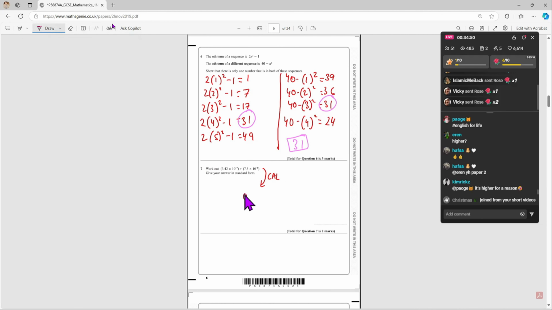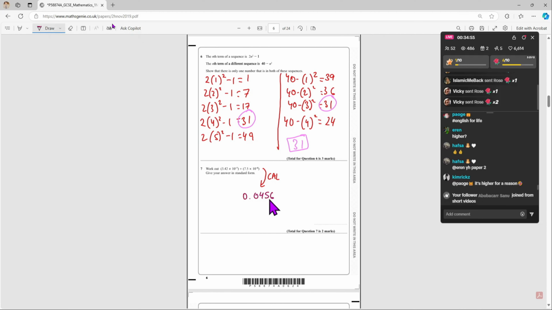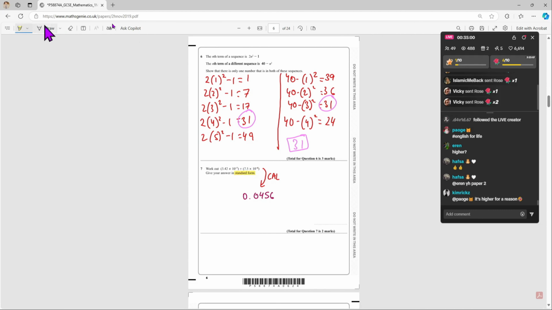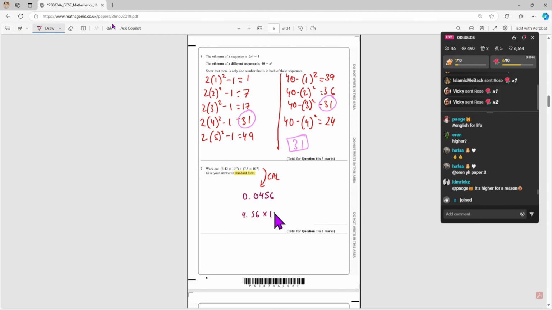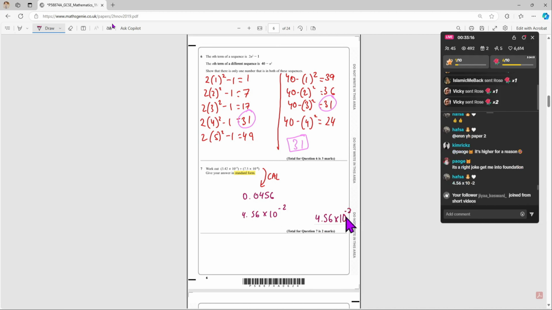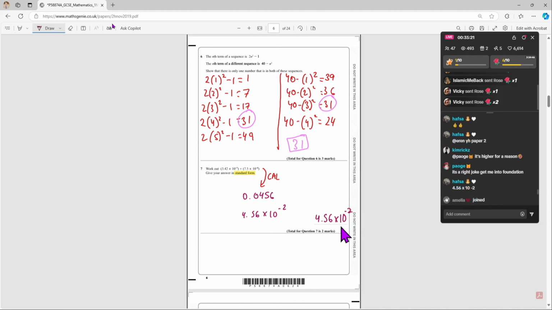You would get 0.0456 when you put it into your calculator. Now it says to put your answer in standard form. So our standard form is just going to be 4.56 times 10 to the power of negative 2, because it's going to be 2 spaces backwards. So 4.56 times 10 to the power of negative 2, and that will be your answer. Okay? Super, super easy. 3 marks for this question and 2 marks for this question.